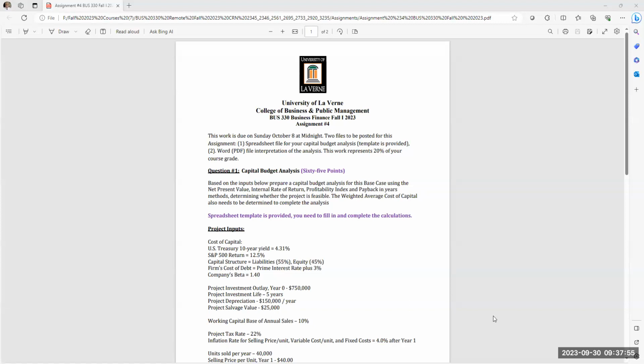The U.S. Treasury 10-year yield, or the risk-free interest rate, is 4.31%. The market return, or the S&P 500 return rate, is 12.5%. The capital structure of this particular company is 55% debt, 45% equity. The firm's cost of debt is the prime interest rate plus 3%. So you'll need to go to the internet and a wide variety of sources for that. You could just type in prime interest rate and add 3% to that. That is your company's cost of debt. And the company's risk, or beta number, is 1.4.